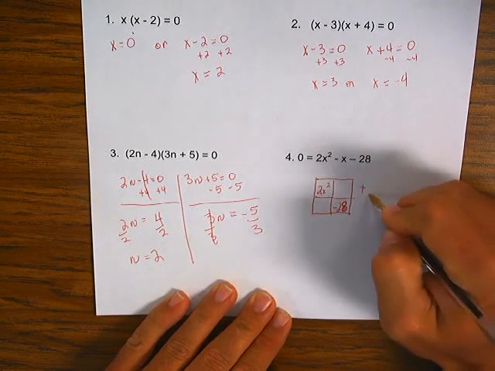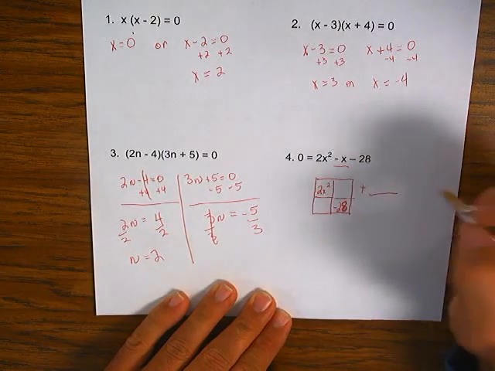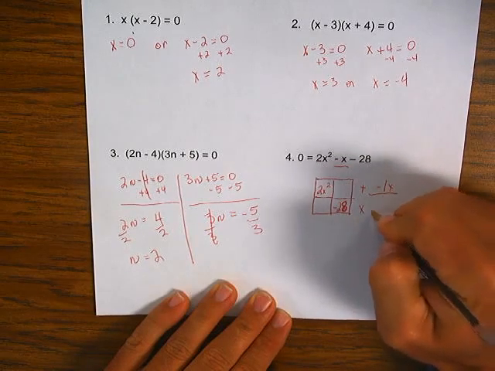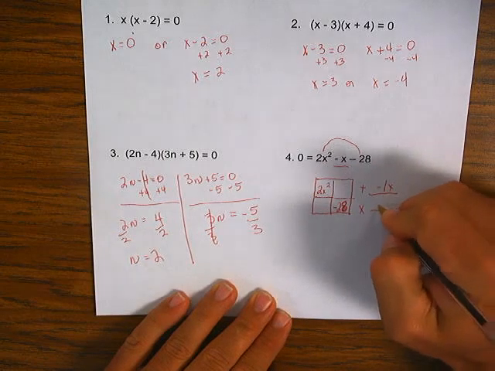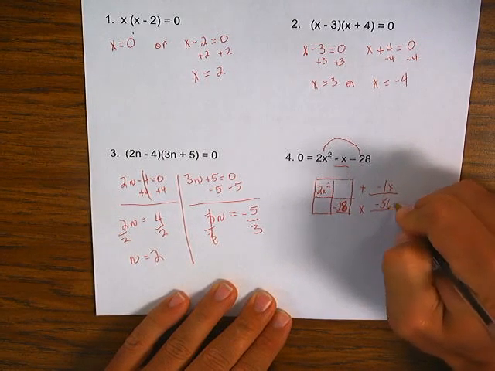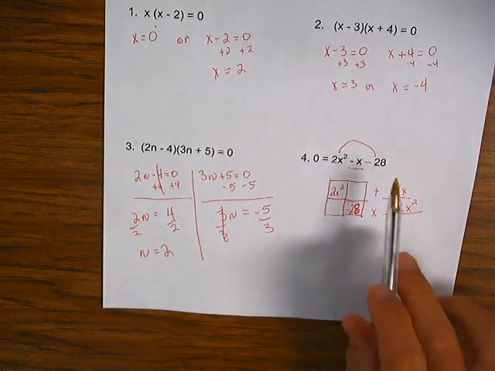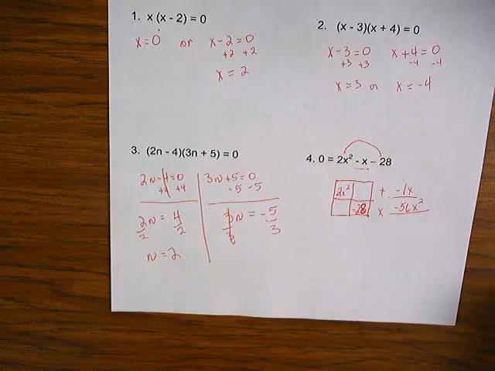They're going to add together to be the middle term. What's the middle term? Negative 1x. And they're going to multiply together to be negative 56x squared. Remember, multiply the first term and the last term. Now think of the factors of 56.